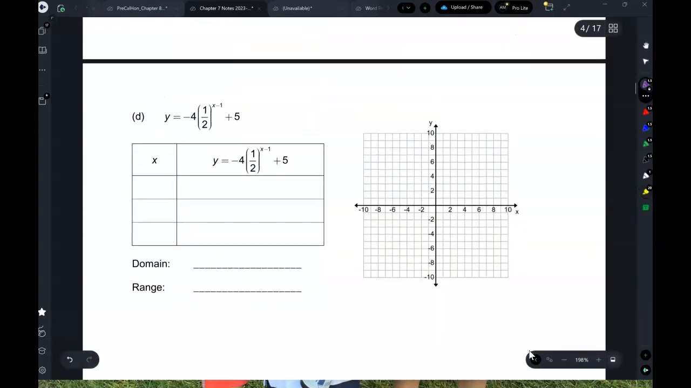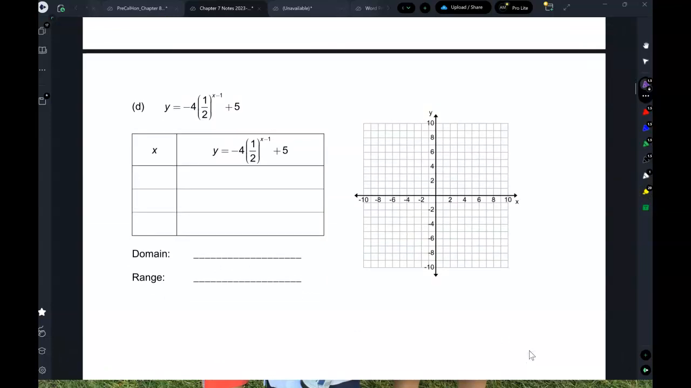Okay, what about this one? Is this growth or decay? Decay. There is a reflection, right? The 4 provides a what? What does the 4 do? A vertical stretch. And what is the horizontal asymptote here? Y equals 5. Okay, domain is all real numbers. For the range, look up here for a minute. We're going to compare to y is 5.